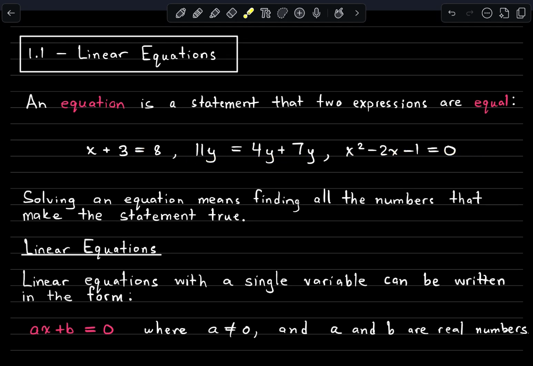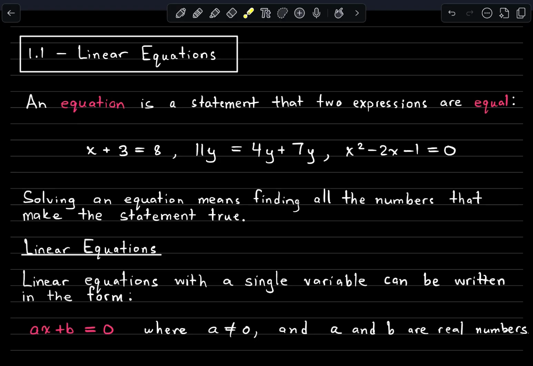Now, solving an equation means finding all of the numbers that make the statement true. In the case of something with a variable, it's going to be what numbers can we plug into this variable in order to make this equation true, to make both sides of those equations equal.